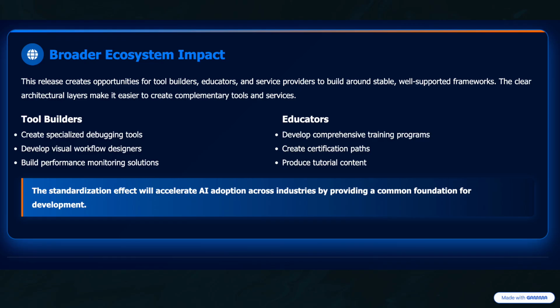For existing applications, teams with existing LangChain applications have a clear upgrade path. LangGraph-based systems can migrate smoothly, while higher-level applications will need to evaluate the benefits of the new agent-centric architecture against the cost of refactoring. For the broader ecosystem, this release creates opportunities for tool builders, educators, and service providers to build around stable, well-supported frameworks. The clear architectural layers make it easier to create complementary tools and services.